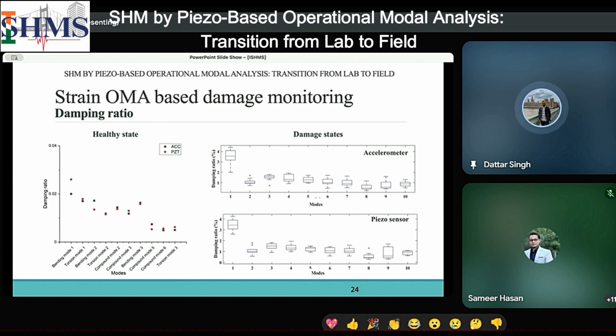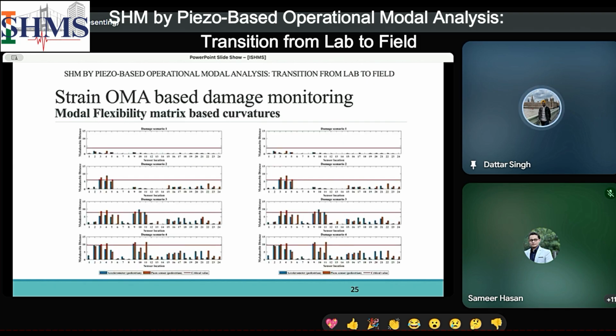Similarly is the case for damping. Although some deviation is seen in damping, no effective pattern can be established to identify the damage or the location of the damage. Now, when we talk about flexibility-based curvature as a damage indicator, we have 8 different scenarios, as I talked about earlier. Comparing the flexibility-based curvature from strain signals or from acceleration signals, both are quite good at identifying the initial damage.